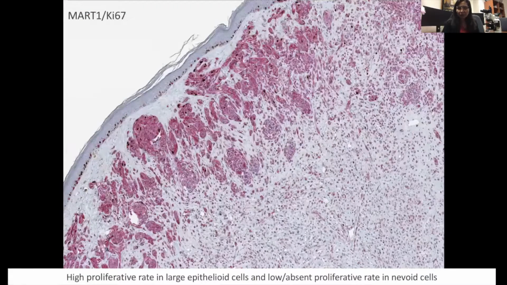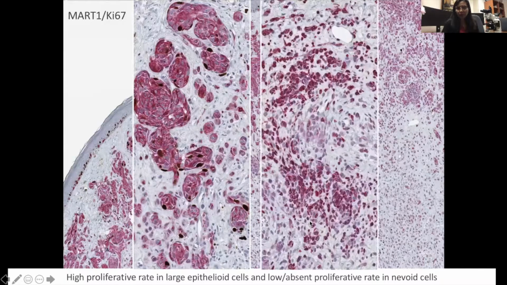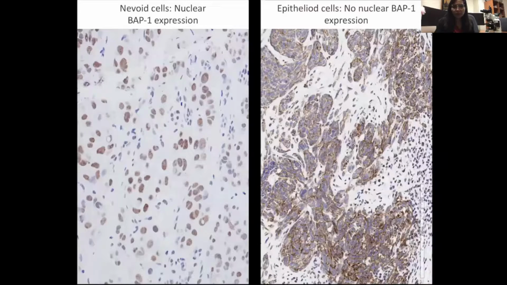And this is the MITF Ki67 staining. This is the more epithelioid component, and this is the more nevoid component. In high power, the epithelioid component shows a high proliferative rate, highlighted by Ki67 expression in the MITF-expressing melanocytes. On the other hand, the component of smaller cells shows almost no proliferative rate by Ki67. Another one is the BAP1. BAP1 in the smaller cells shows nuclear expression, and in the large epithelioid cells we don't see the nuclear expression. Mainly, we are seeing membranous and weak cytoplasmic staining.